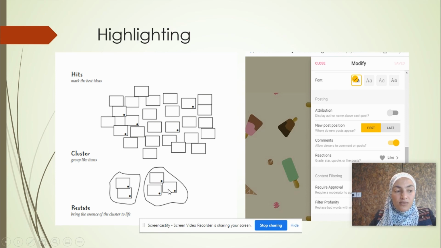After that, restate. We take a look at all the good ideas and all the grouped ideas to choose one, or to come up maybe with new solutions that could be a combination of two ideas. So we have hits, cluster, and restate. This is the highlighting process.